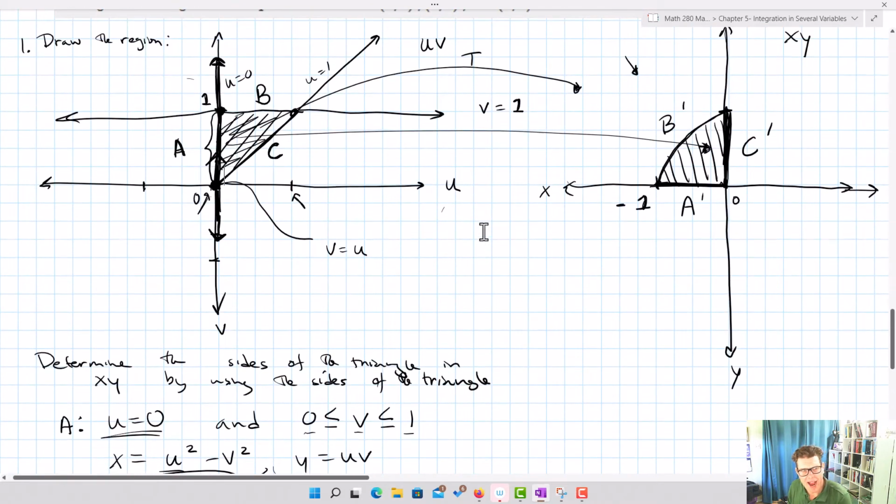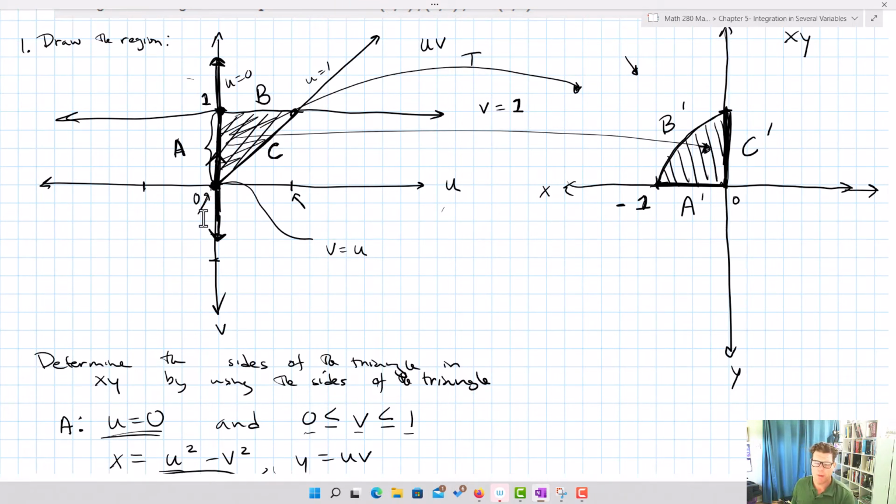A couple things to just notice here. Note that I had to understand how to in fact parametrize these lines. That's an important point. You want to make sure that you are able to parametrize the points or the lines.